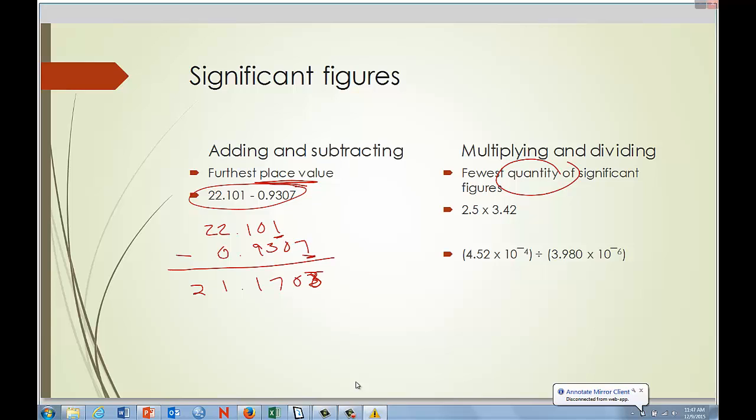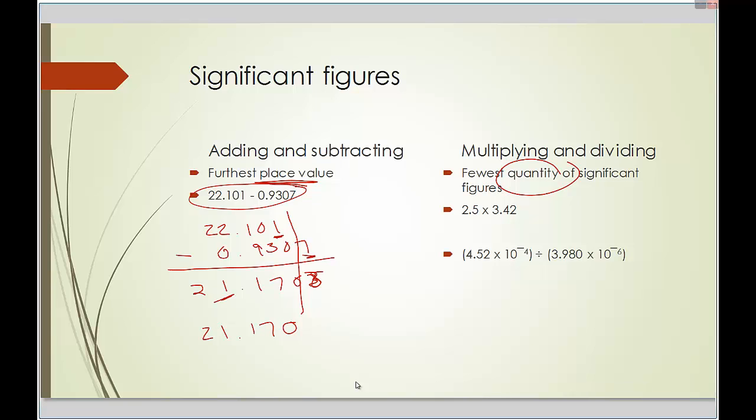Whichever one is furthest to the left is where I'm going to cut off the number. So here's the 1, that's where I'm going to cut the number off. So 1.170, that 3 goes away. If by chance your number ends over here, it becomes a 0. If it's before the decimal, the other numbers become a 0. You don't just leave it off, because there's a big difference between 21 and 2100.